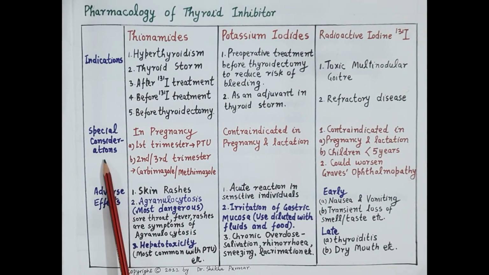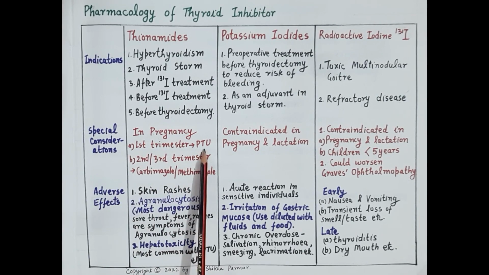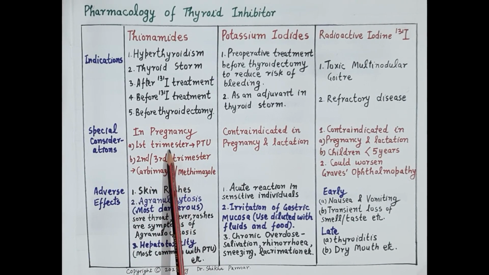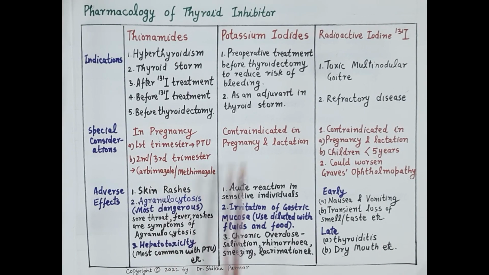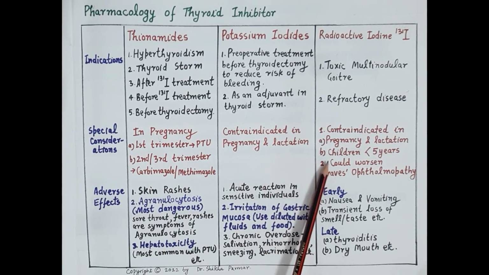Now let's discuss special considerations for each class of drug. Propylthiouracil is preferred during the first trimester of pregnancy, while methimazole and carbimazole are preferred during the second and third trimester of pregnancy. Potassium iodides as well as iodine 131 are contraindicated in pregnancy and lactation. Iodine 131 is also contraindicated in children less than 5 years of age, and iodine 131 can exacerbate or worsen Graves' ophthalmopathy.